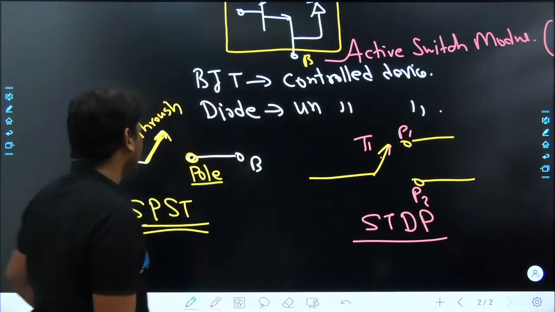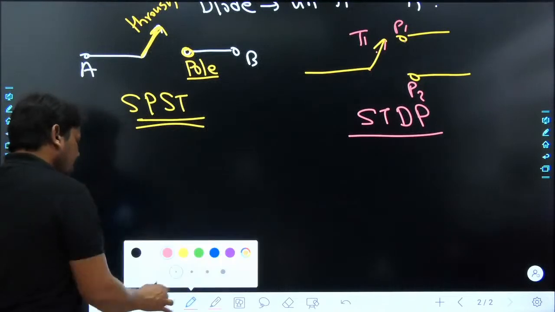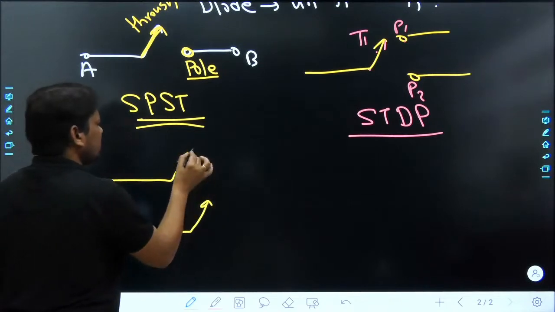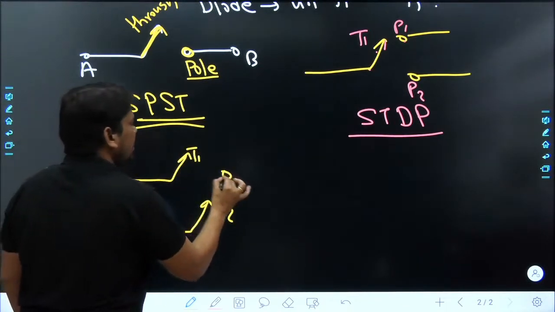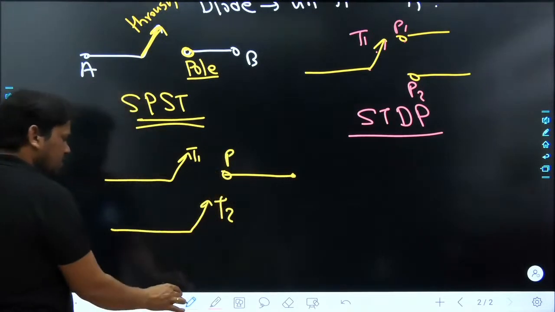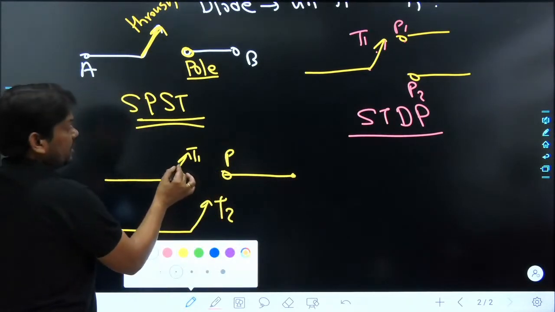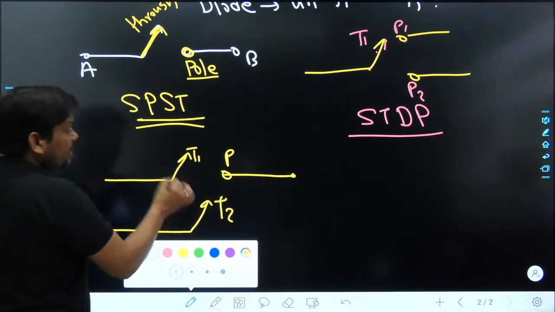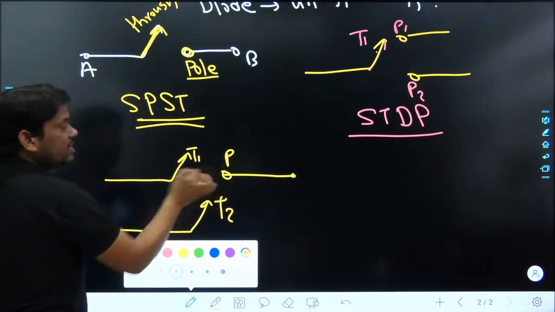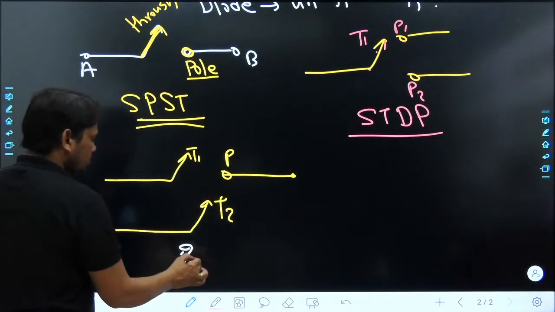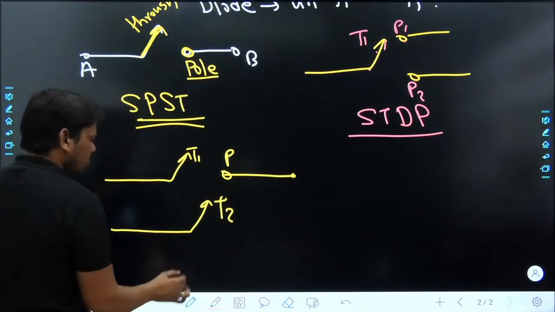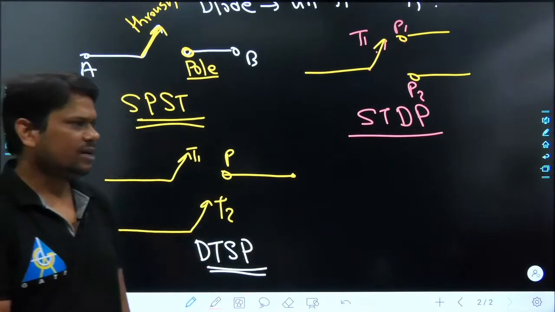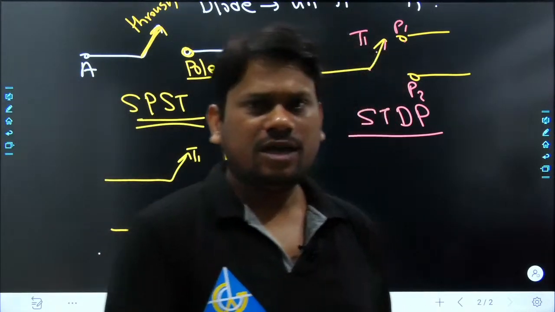Similarly, we can write like this also. If we have two throws in this fashion, suppose this is some T1, this is some T2, and here I have a single pole. For some time the T1 terminal is connected with P, and then T2 is connected with P. So in this case, how many throws do we have? Two, and a single pole. So it is called double throw, single pole. And in this fashion we can decide about the other devices.